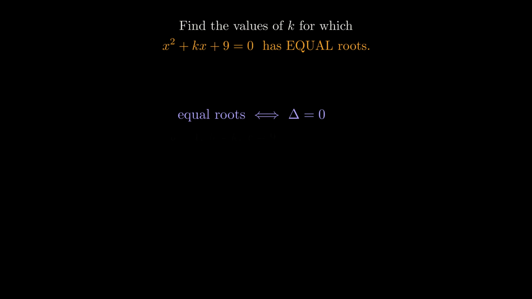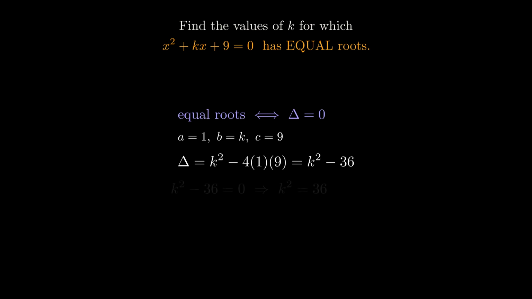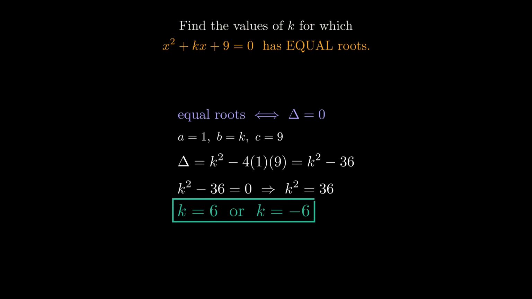Read off the coefficients. a is 1, b is k, c is 9. So delta is k² − 4 × 1 × 9, which is k² − 36. Set it to 0. k² = 36. Now take the square root of both sides, and don't drop the plus or minus. k is 6 or −6. Both work. Each makes the parabola sit perfectly tangent to the x-axis. Two answers. And dropping one is the classic way to lose a mark here.